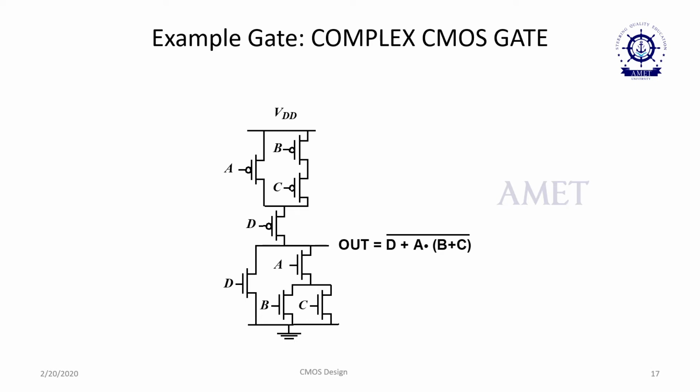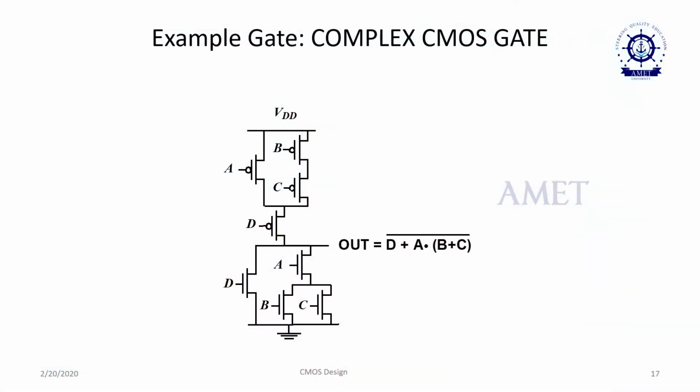For the pull-down network, it is reverse. That is, you can have the B transistor and C transistor in parallel. That will be connected in series with the A transistor. Then the entire structure is connected in parallel with the D transistor. So, the complex gate D plus A dot (B plus C) is evaluated using CMOS. As I told, CMOS is a combination of both PMOS and NMOS, that is derived in this slide.